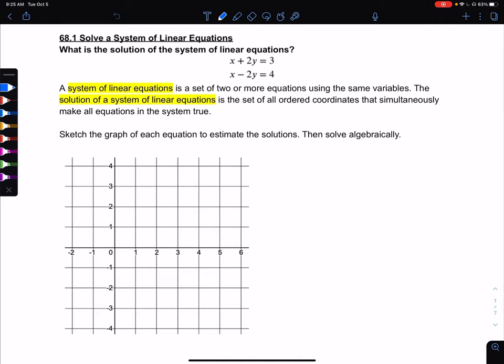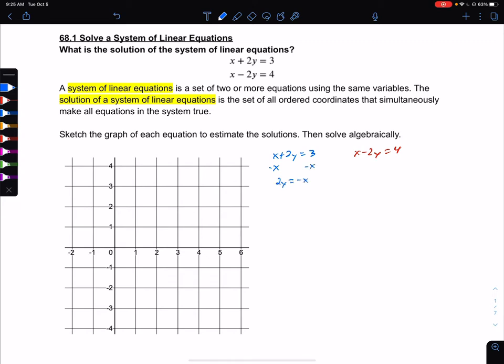The first thing they suggest is that we sketch the graph of each equation to estimate the solutions and then solve algebraically. In the form that these are in, x plus 2y equals 3 and x minus 2y equals 4, I can't really sketch those just looking at them the way they are. So I'm going to put them into y equals mx plus b form, and that'll give me a slope and a y-intercept, and a decent starting point on how to graph this. So I would subtract x from each side.